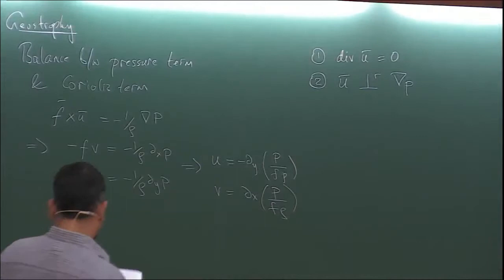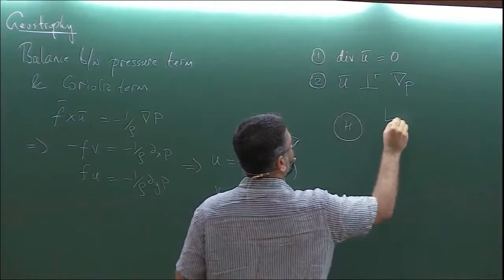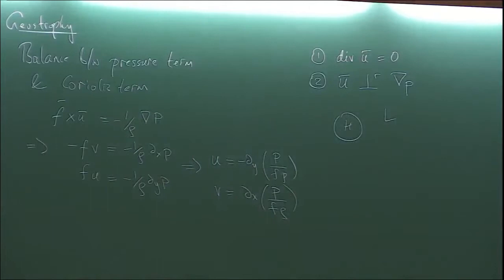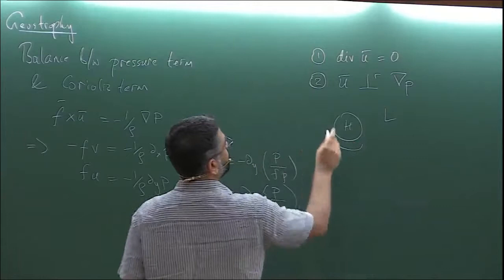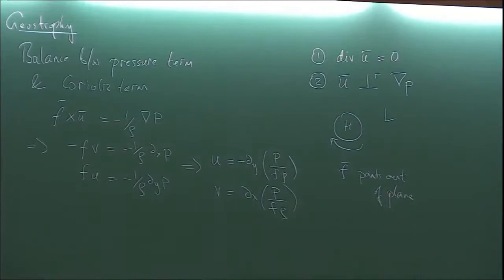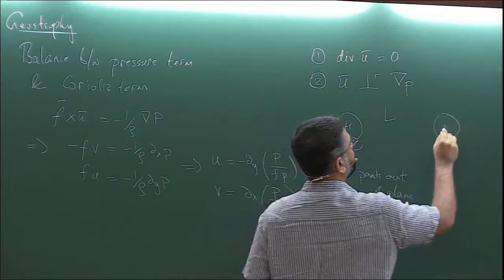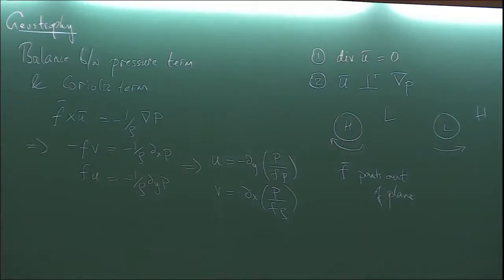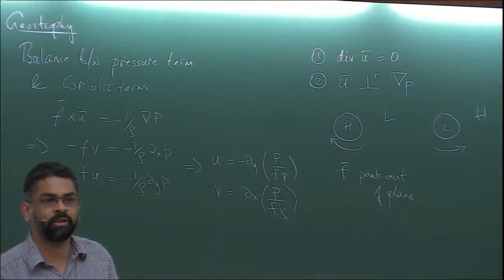What it also means is, suppose you have the following scenario, where you have a blob of high pressure surrounded by low pressure, you end up with the flow rotating in that direction if F points out of the plane. So naturally, things start rotating. Okay. Likewise, if you had a low pressure, then it rotates in that direction. Again, in the case where F points out of the plane, and you think of that as being in the northern hemisphere. That's true. Southern, flip the two. Right.